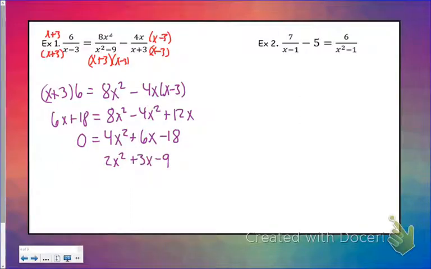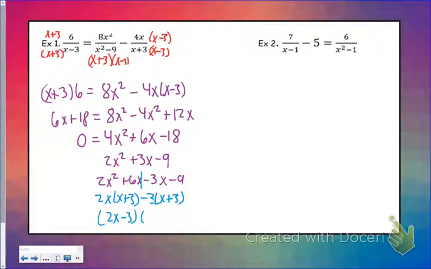Okay, so now we need to factor. Now remember, when a is greater than 1, it's a little bit of a harder factoring process. So I need 2 numbers that multiply to negative 18 that add to 3. And I'm going to rewrite my middle with those 2 numbers. Then I'm going to cut it in half, take out 2x, take out minus 3. So my factors are 2x minus 3 and x plus 3.